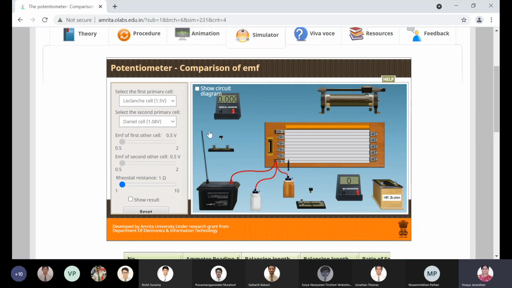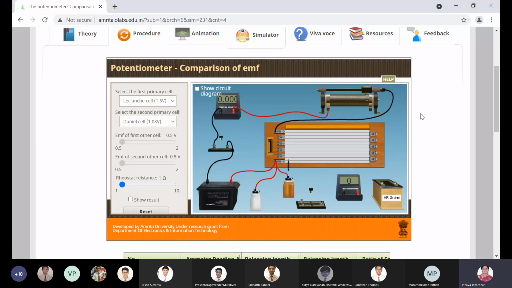Then from the negative terminal to the one-way key. Then from the other end of the one-way key to the negative terminal of your ammeter. Then from ammeter positive to lower end of your rheostat, upper end of your rheostat to the topmost terminal. Can you see the connection? Is that fine, boys?